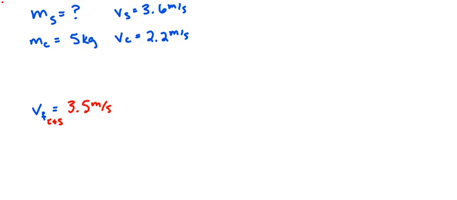They're both moving at 3.5 meters per second. Okay, and so we would call this a perfectly inelastic collision, where the objects have stuck together and now they move as one object. So we don't have to think of them as separate masses at the end of this collision. We can think of them as the same mass because they're all moving together.